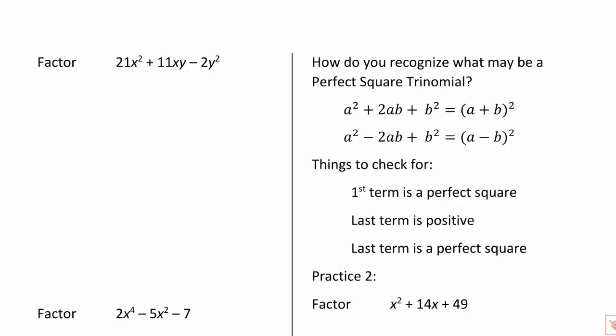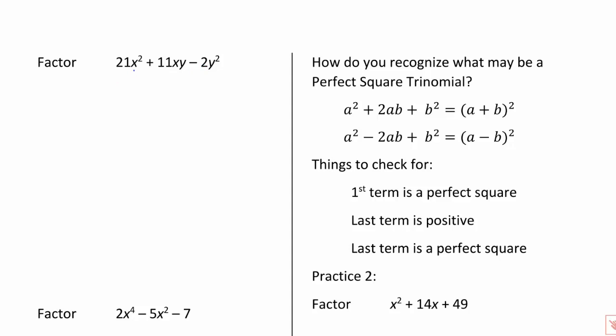In this video we're going to be factoring 21x squared plus 11xy minus 2y squared. Now when someone looks at this problem they tend to freak out, and the reason why is because there's just some random y's thrown in. That's really the only difference between this problem and the kind that we've already done.